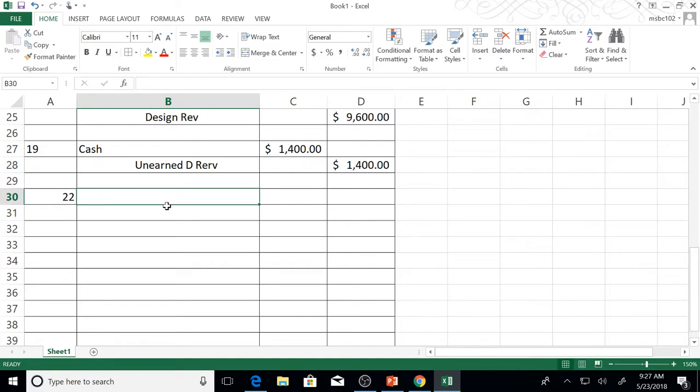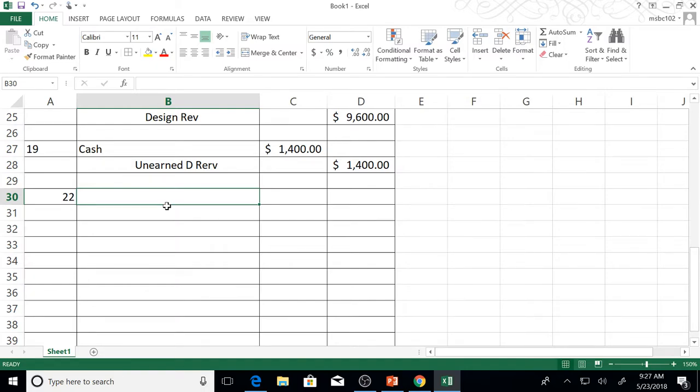So what happened to the cash? It's going to go up, and accounts receivable is going to go down, since they're paying. So the cash is going to go up by 5,000, and accounts receivable is going to go down by 5,000.